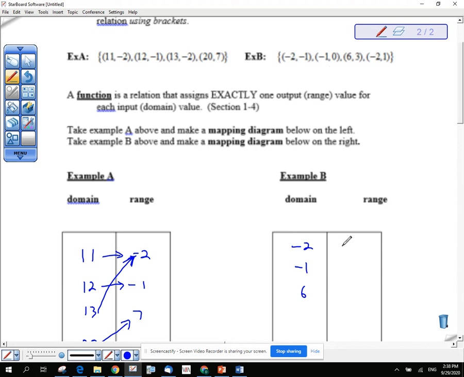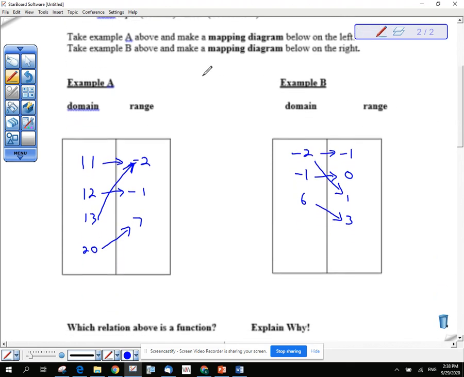So the outputs being -1, 0, 1, and 3, you can still make a mapping diagram, whether it is a function or not. -2 maps to -1, -1 maps to 0, 6 maps to 3, and -2 maps to 1. It is this right here that causes this to not be a function, the fact that you have 2 arrows leaving from -2, which pairs very nicely with what I said earlier. You're looking for repeats in the x, right? So this is not going to be a function. But anyway, we're going to talk about that in just a second. The more important thing for this moment is the mapping diagram, okay?